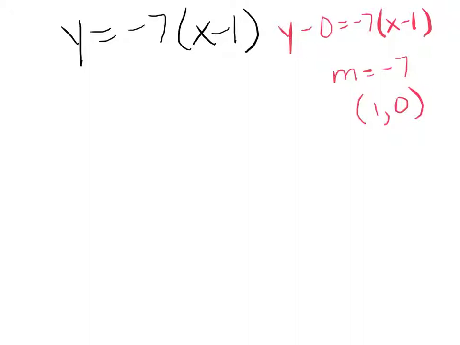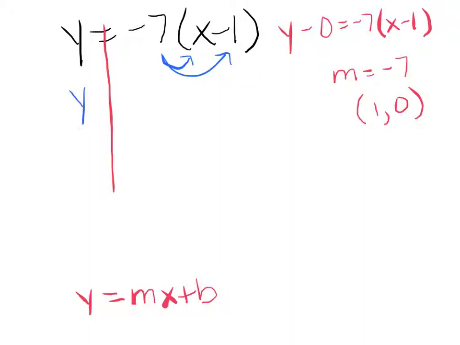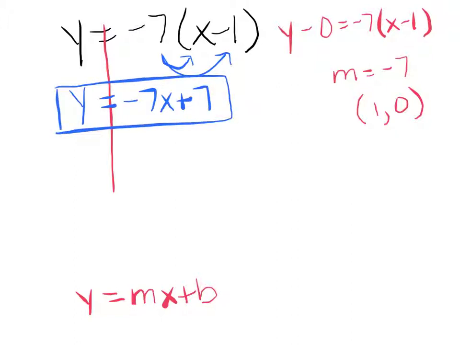Now, this one doesn't seem that bad to have to solve, because remember what our goal is. Y equals mx plus b. And this equation already has y equals. The only thing that's wrong are those parentheses. So, remembering from me solving equations, all we need to do is distribute, and we get y equals negative 7x plus 7. So, we can find our slope and our y-intercept now. M equals negative 7. The y-intercept, b, is the point 0, 7.